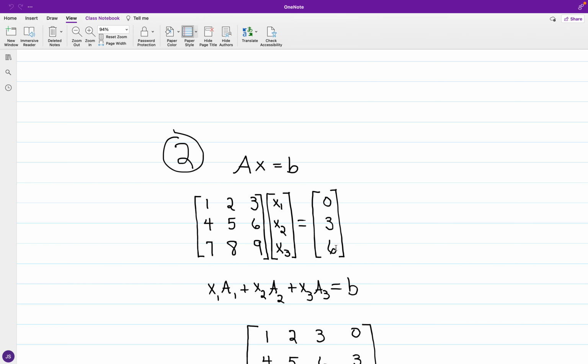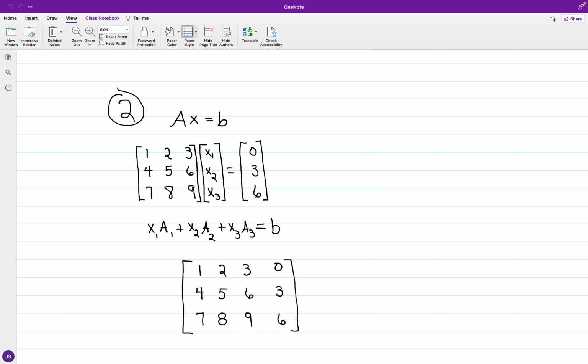Again, a of 1 is going to have 1, 4, 7, plus whatever we get for x of 2 times a of 2, which will be the 3 by 1 matrix consisting of 2, 5, and 8. And then we have x of 3 times a of 3 with a of 3 at 3, 6, and 9. And that is equal to b, which will consist of 0, 3, and 6.